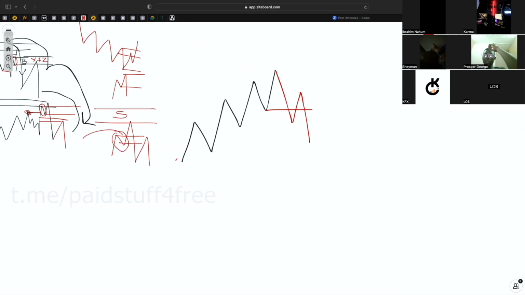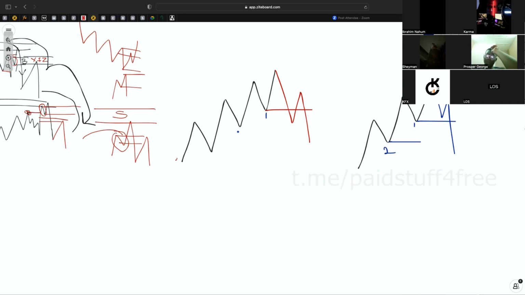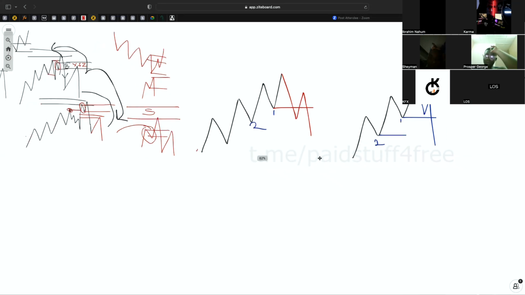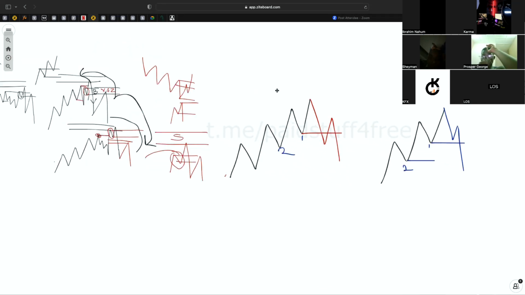And you have one of this, high, low, high, low, high. Then you have A, B, and C. Now, this is break structure 1 and 2. This is break structure 1 and 2. So, guys, can somebody explain what is going on here and what is going on here?